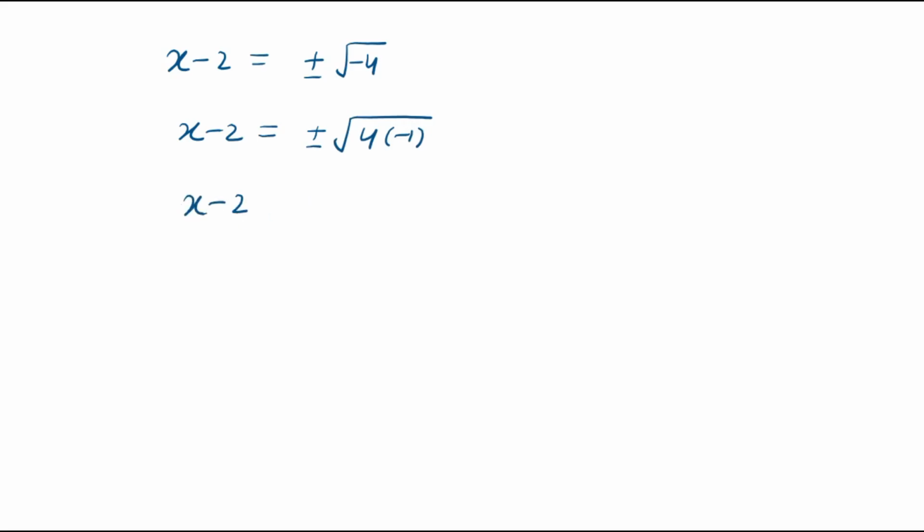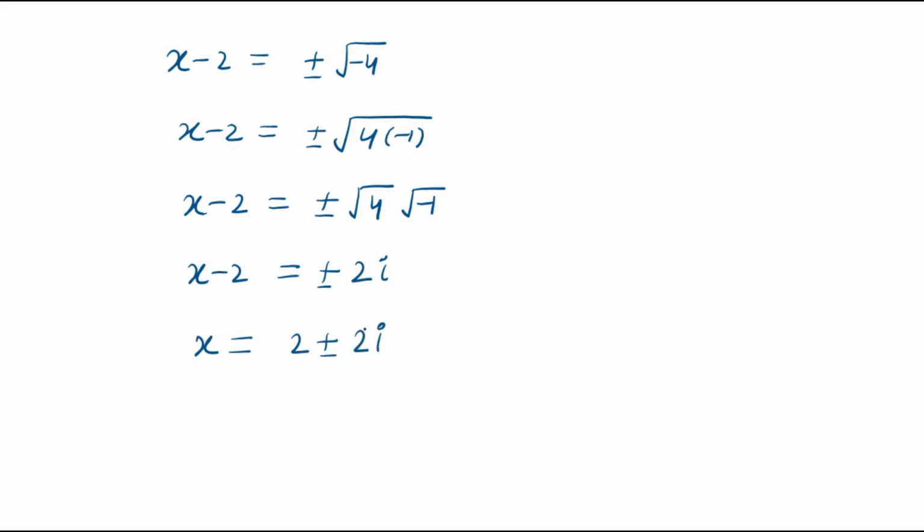Then x - 2 equals ±, this expression is the same as square root of 4 times square root of -1. Here x - 2 is equal to ± square root of 4 is 2, and square root of -1 is iota. Then the value of x is equal to 2 ± 2 iota. Here third solution x3 equals 2 + 2 iota, and fourth solution x4 equals 2 - 2 iota. In this question we have 4 imaginary solutions.